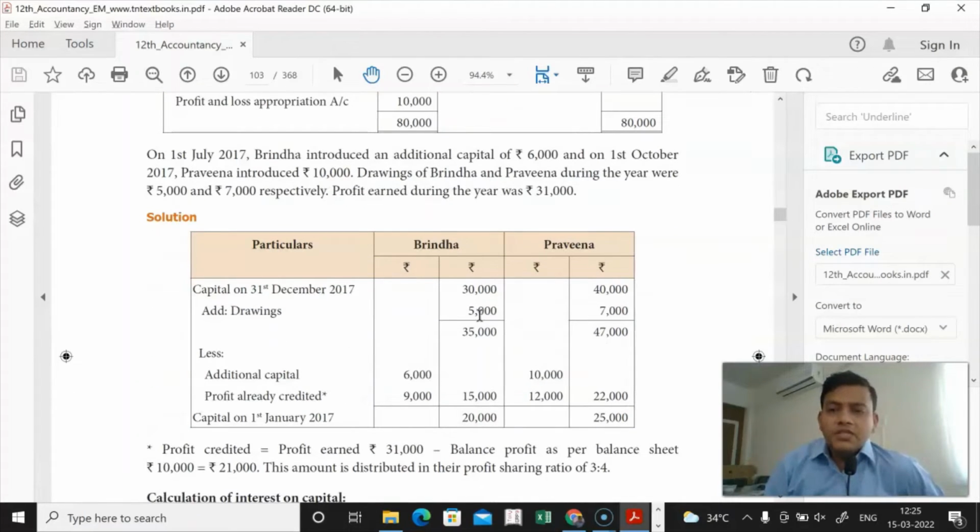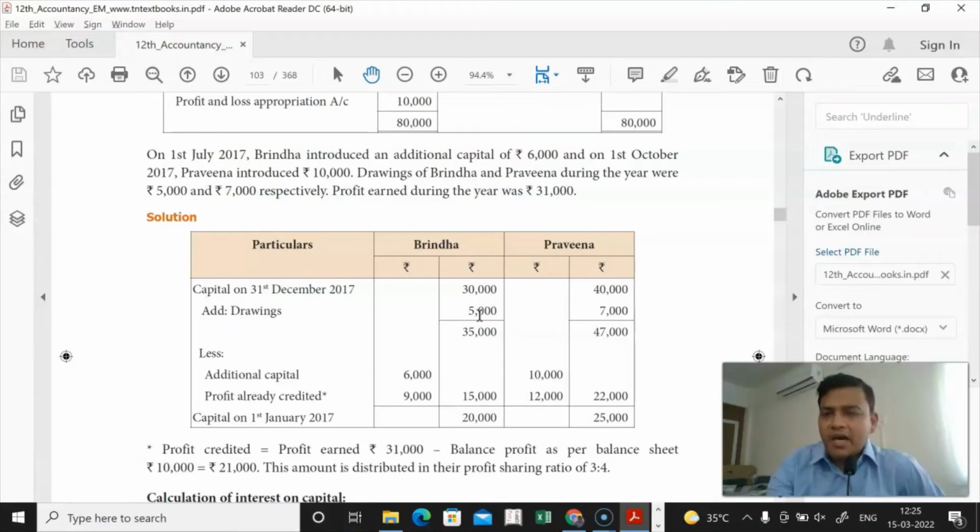If you see, the closing capital is 30,000 and 40,000. We will add back the drawings, like I said, reverse working. For reverse working, we add the drawings again: 5,000 and 7,000 are added. And the additional capital, they have introduced additional capital in July and October, right? So we can subtract that additional capital, because we would have added that additional capital to the opening capital. So when we do reverse working, we deduct the additional capital, less additional capital, and the profit earned during the year we deduct as well. Because as I said, the total of 21,000 we have already adjusted.